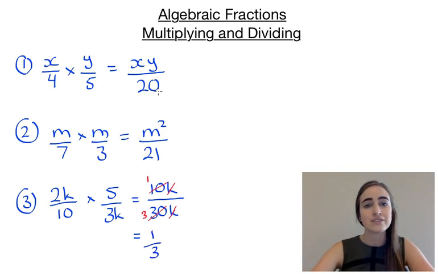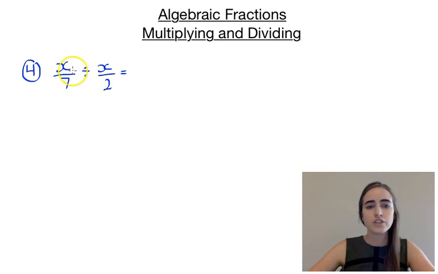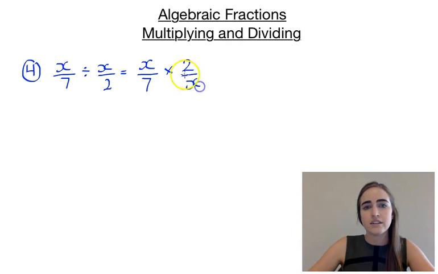Let's have a look now at dividing. Our first division question says x over 7 divided by x over 2. Now this isn't necessarily what you first think. We're not just going to divide the numerators and then divide the denominators. What we're going to do instead is flip this second fraction upside down and multiply instead. So what's called multiply by the reciprocal. So it's going to be x over 7 times 2 over x. So the division is now a multiplication and this second fraction has flipped upside down.